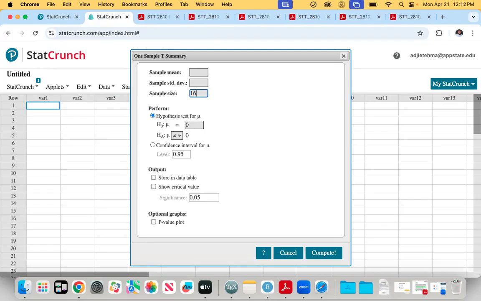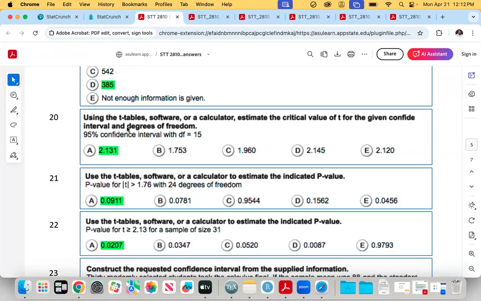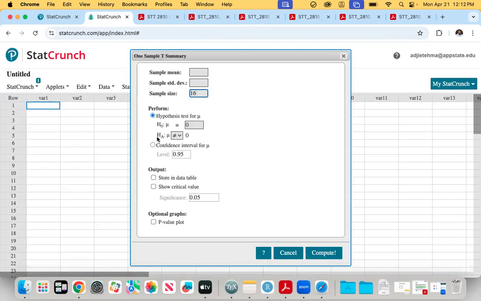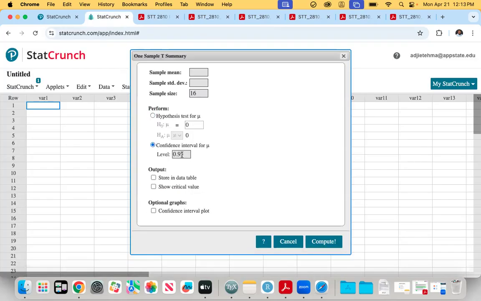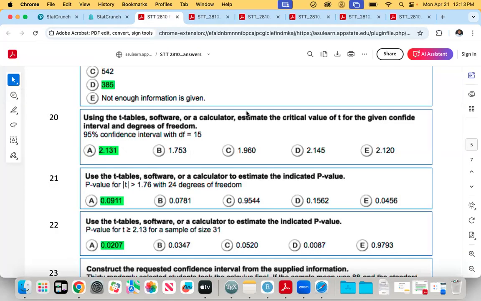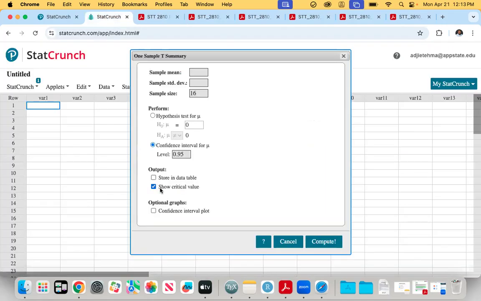Is that okay? The next thing we want to input is the confidence level. We are told that it is a 95% confidence level. I make sure that here is 95. Is that okay? The next thing I do is click on this. I show that this is what I'm looking for. The question is saying look for the critical value, so you have to highlight or select that.